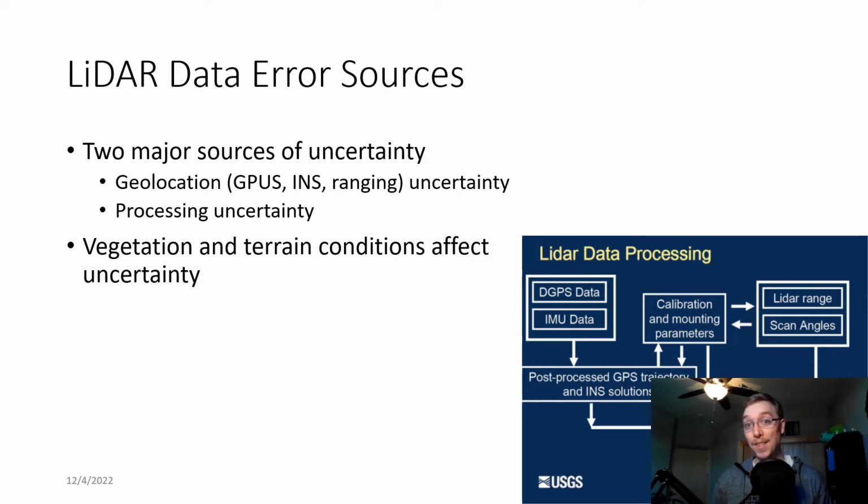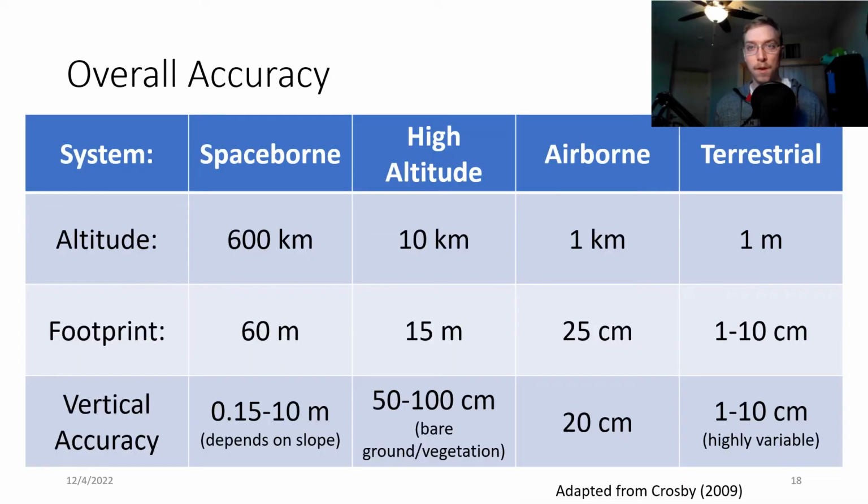Terrain, if you have a very steep slope, you're going to see uncertainty there because you might have areas that aren't being captured by the laser because that slope is maybe oversteepened. So you have to understand where these sources of uncertainty come from to really be able to talk to how accurate the data product that you're trying to produce is. So if we look at overall accuracy, for example, if we were to use spaceborne LiDAR, we should have four systems here: spaceborne, high altitude, airborne, and terrestrial. Spaceborne, the altitude is flown at about 600 kilometers.